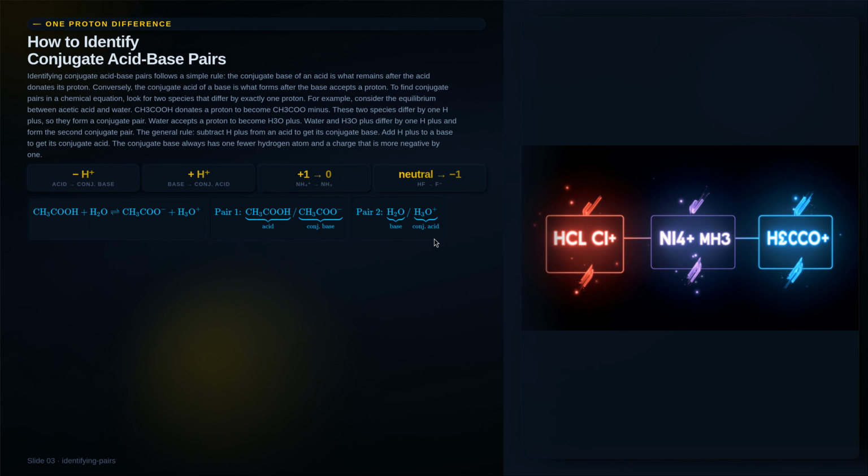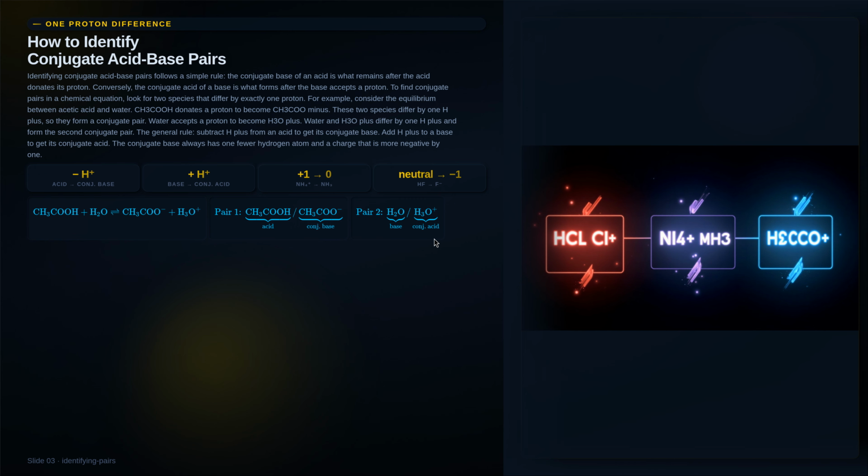Identifying conjugate acid-base pairs follows a simple rule. The conjugate base of an acid is what remains after the acid donates its proton. Conversely, the conjugate acid of a base is what forms after the base accepts a proton. To find conjugate pairs in a chemical equation, look for two species that differ by exactly one proton. For example, consider the equilibrium between acetic acid and water.